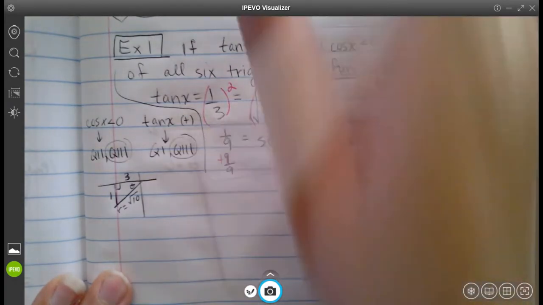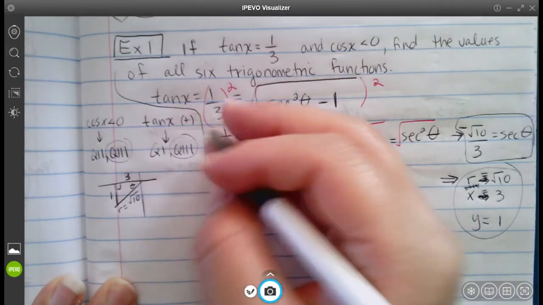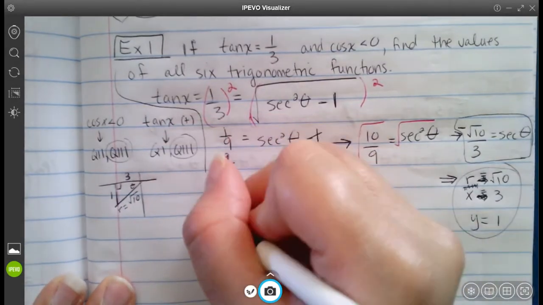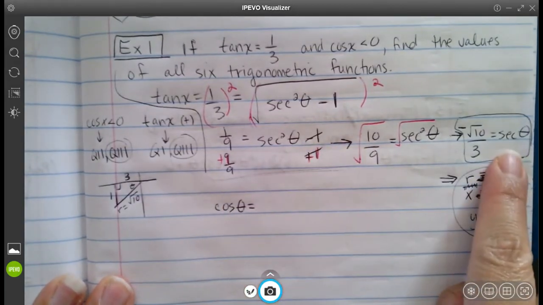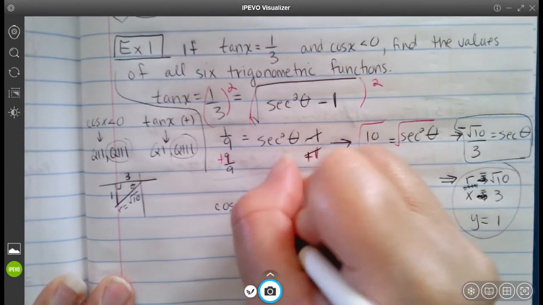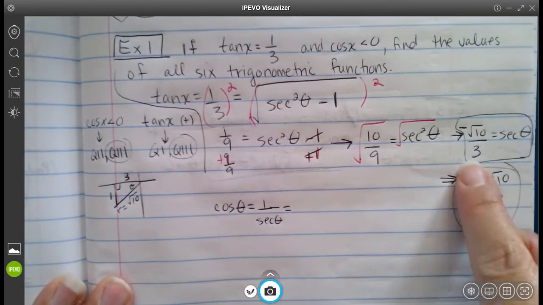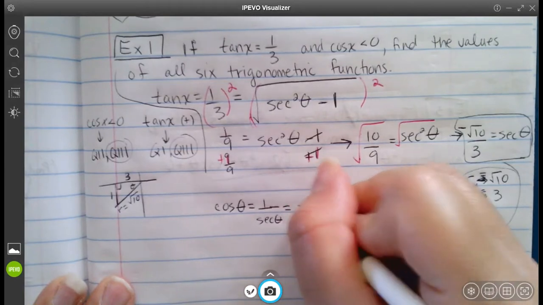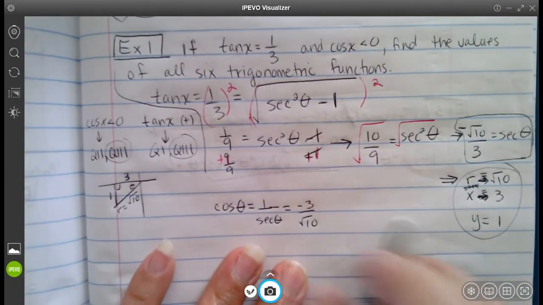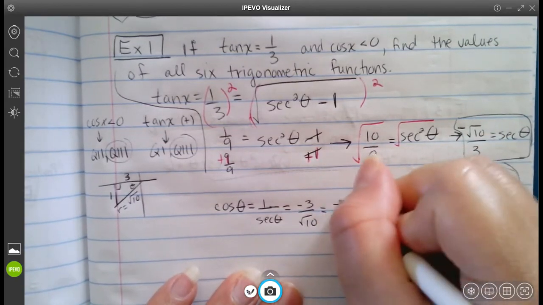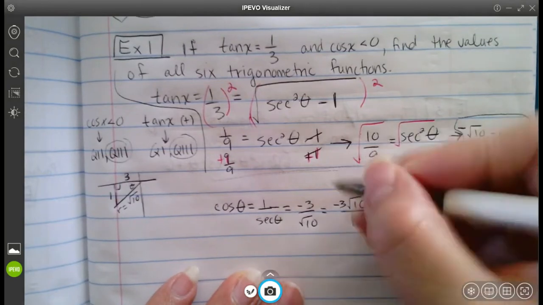Okay, so let's go ahead and find the rest of them. Now that we have secant, we need to find the rest. Let's do cosine because cosine is just the reciprocal of this one, right? So cosine is equal to 1 over secant of theta, which means all I have to do is flip this right here. So it's going to be negative 3 over the square root of 10, which we're not really allowed to have. So let's fix it. That's going to be negative 3 square root of 10 over 10. And yeah, that's it for that one.